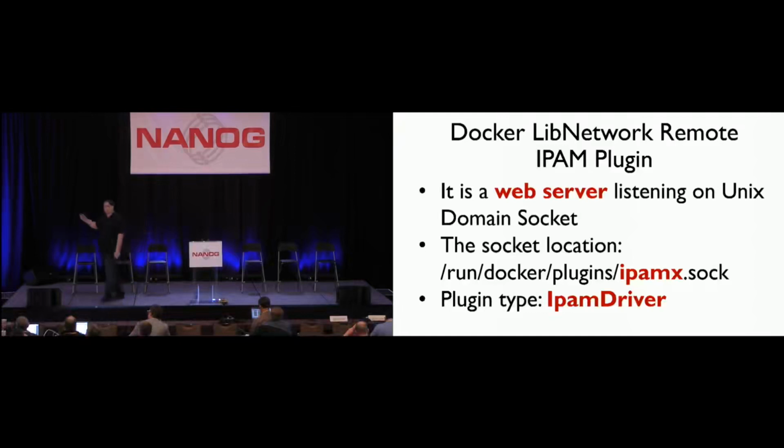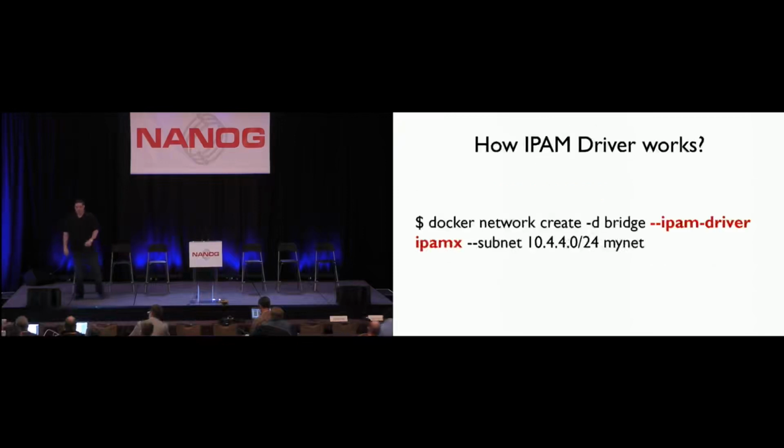Plugin type. So as I described before, there are two types of plugins, network driver and IPAM driver. So in this case, it's an IPAM driver. When you create a network, let's say I create a network that uses bridge, but I want to use my own IPAM. Let's say I want to add static IPs for a specific workload, and I don't want to rely on the IPs that Docker gives me.